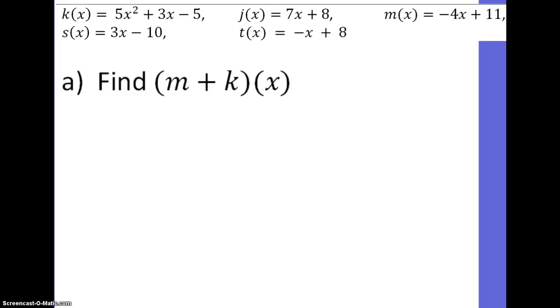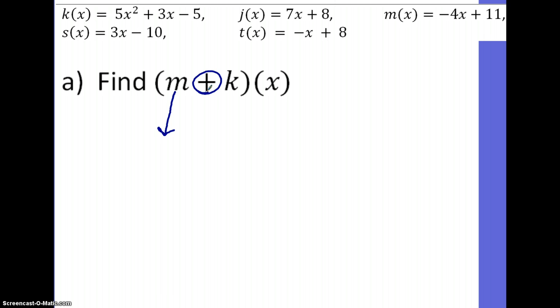So this is the lesson on composing functions. We're going to be adding functions, subtracting functions, dividing. So in this problem, it says we're going to take our two functions and we're going to add them.